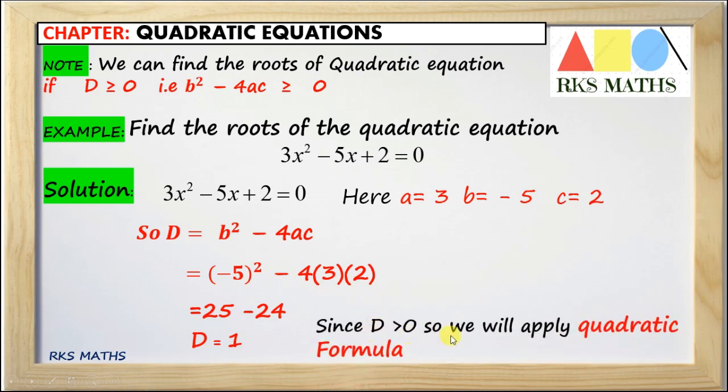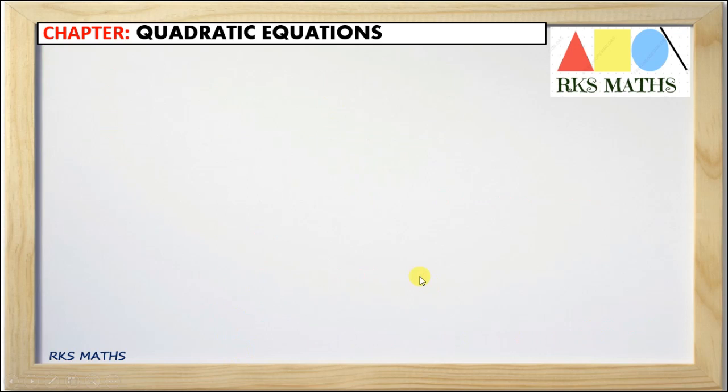Since D is greater than or equal to 0, we will apply the quadratic formula. Students, D comes out to be 1, which is greater than 0. As stated, we can only find the roots of the quadratic equation if D comes out to be greater than or equal to 0. Here the value of D is greater than 0, so we can find the roots. So we will be applying the quadratic formula.